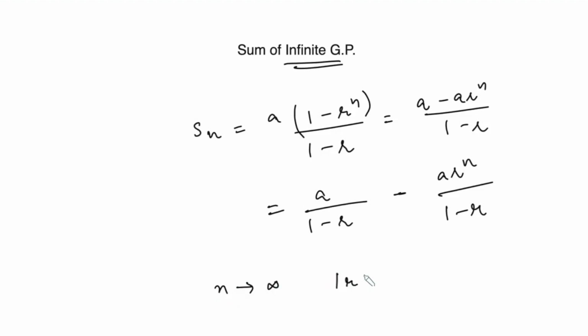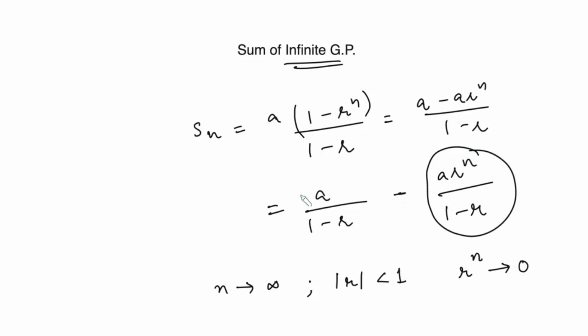the absolute value of the common ratio is less than 1. In that case, r raised to the power n will tend to 0. So as r raised to the power n tends to 0, this part here will become 0. So we will be left with a over 1 minus r. The sum of an infinite number of terms will be equal to a over 1 minus r, provided the modulus of r, or absolute value of r, is less than 1.